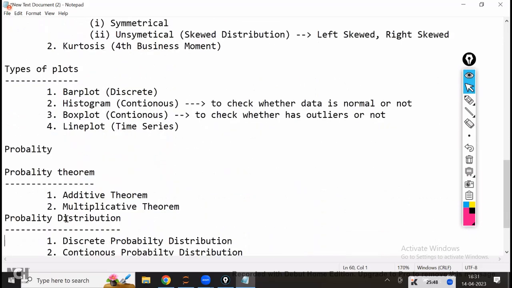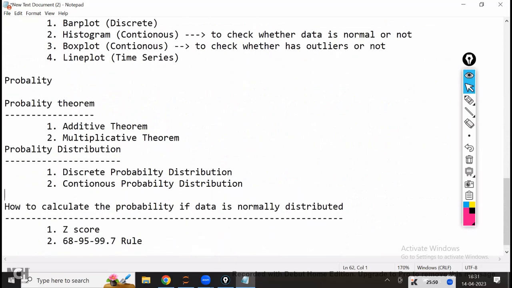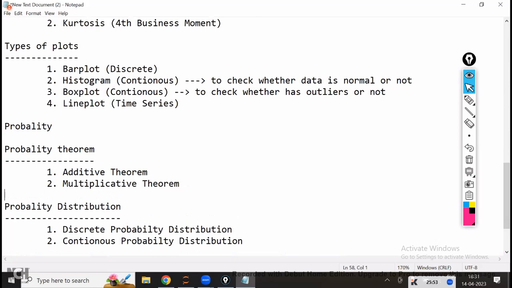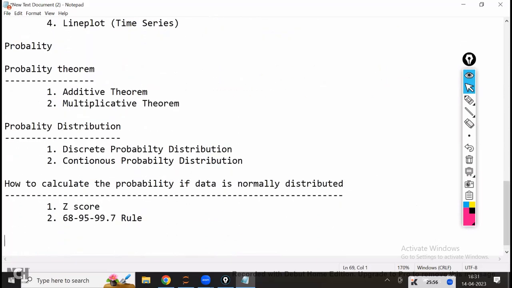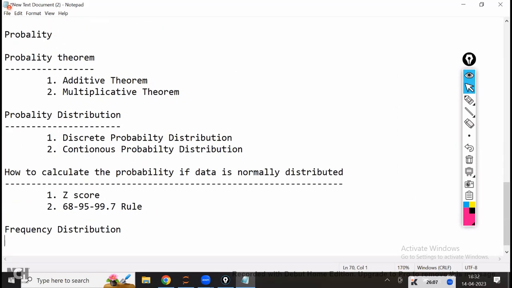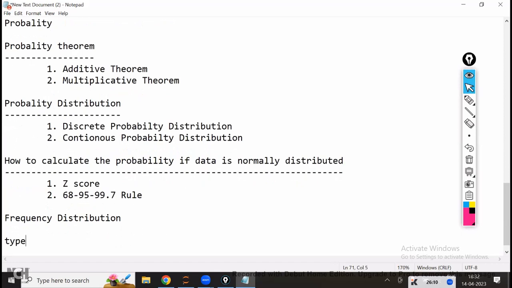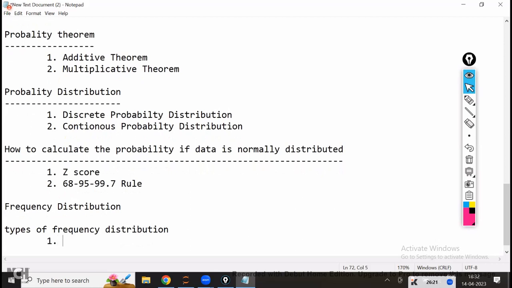And next, we discussed what frequency distribution is, and the difference between frequency distribution and probability distribution. Next, the types of frequency distributions we have: one of them is discrete frequency distribution, for discrete variables.